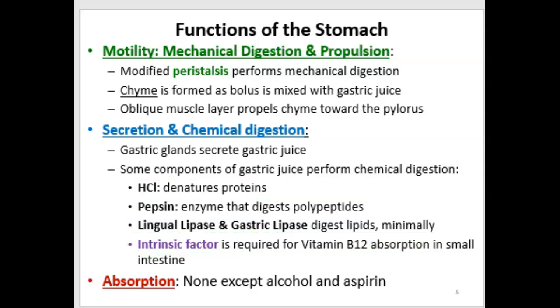Now, another function of the stomach, I guess we can call it, is absorption. However, the stomach really doesn't do any nutrient absorption. So you won't absorb carbohydrates, lipids, or proteins. However, the wall of the stomach absorbs alcohol and aspirin.